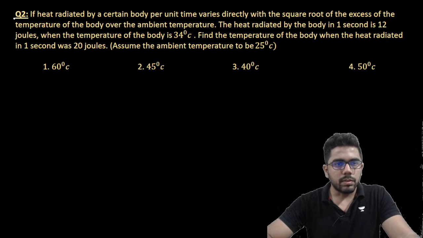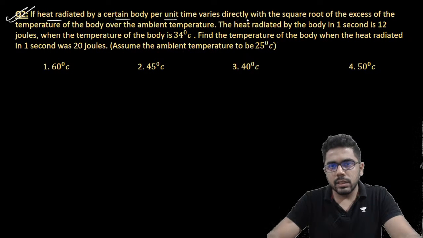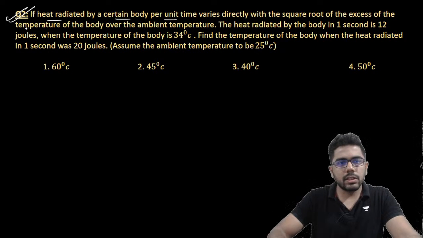Let us come to this one. The heat radiated by a certain body per unit time varies directly with the square root of the excess of the temperature of the body over the ambient temperature.